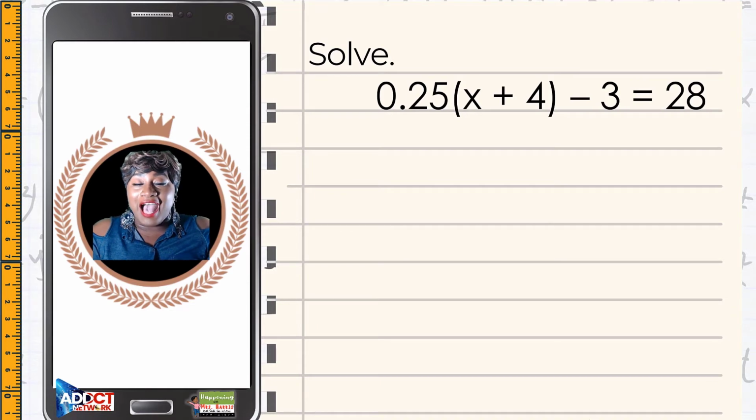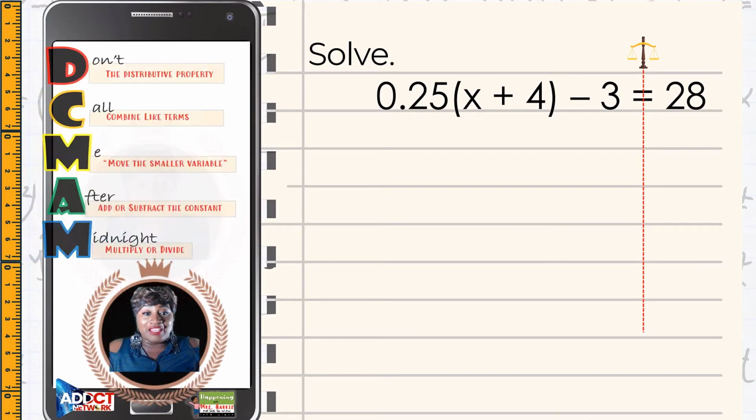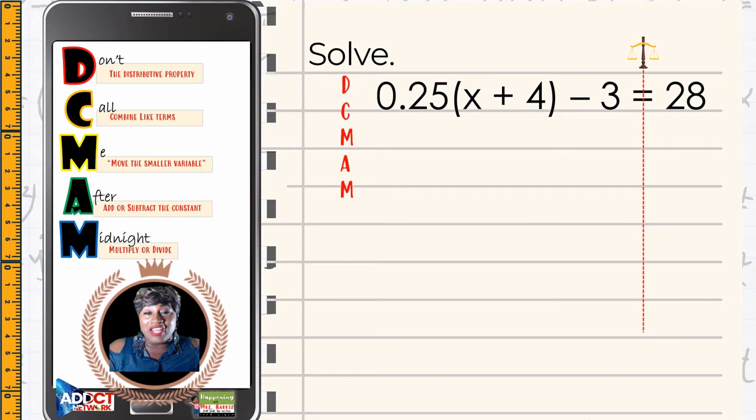0.25 times the sum of x plus 4 minus 3 equals 28. We'll begin the problem by drawing the line down the equal sign to balance the equation. Then we will use our acronym, Don't Call Me After Midnight, to solve the problem.